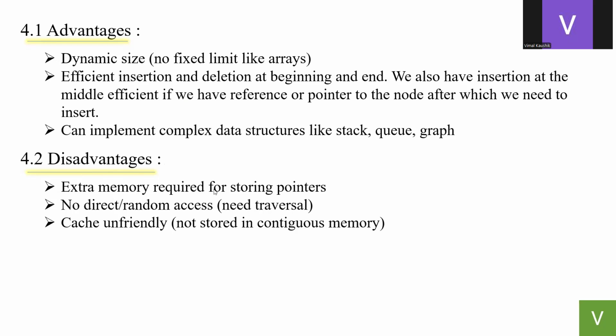Extra memory is required for storing pointers. See, in this program we used 3 different pointers: start, next and last. So some extra memory is needed. No direct or random access. It needs traversal. It is cache unfriendly. It is not stored in contiguous memory locations. This is the difference between an array and a linked list. And these are the advantages and disadvantages of the linked list.